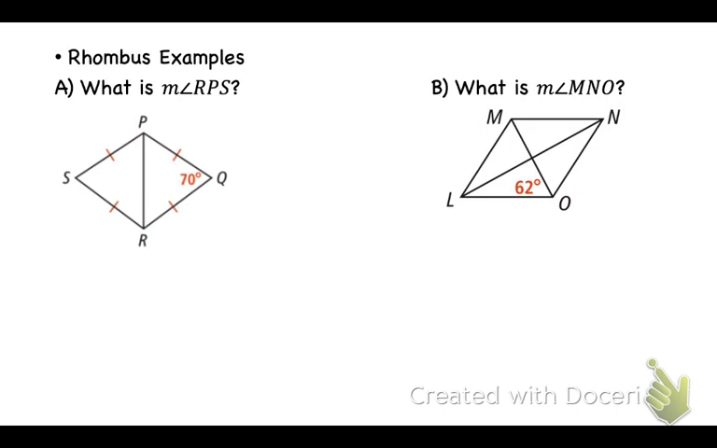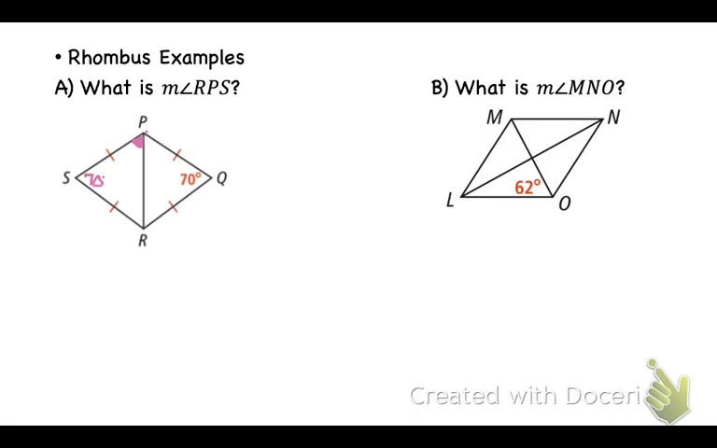Okay, anyway. What is the measure of angle RPS? 70. So RPS, we're talking about right in here? Yes. We do have a 70. We have two triangles, so we have 70 here.